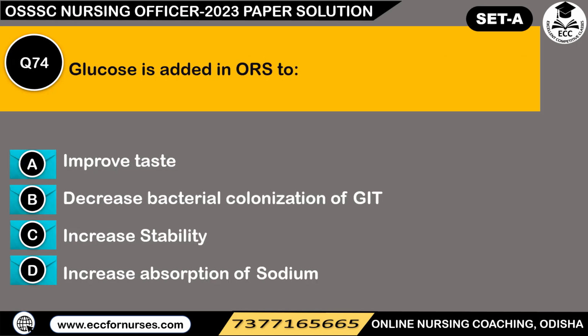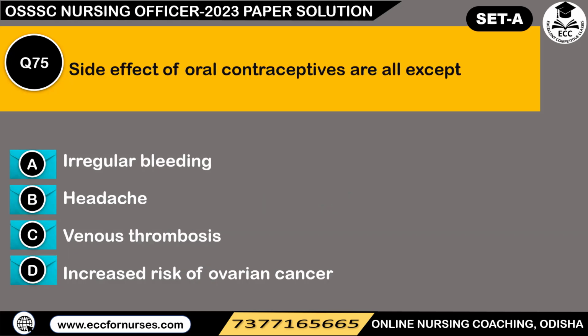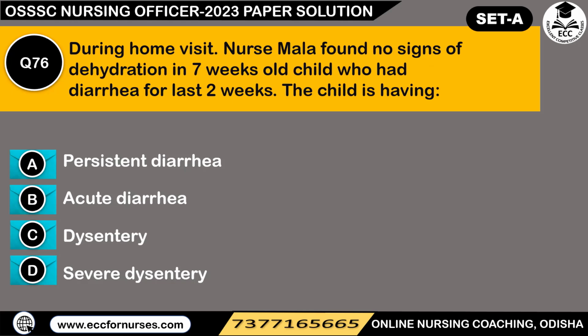Question number 74. Glucose added in ORS to increase absorption of the sodium, option D is correct answer. Question 75. Side effect of oral contraceptive are all except, answer is increase the risk of ovarian cancer, option D is correct answer. Question 76.